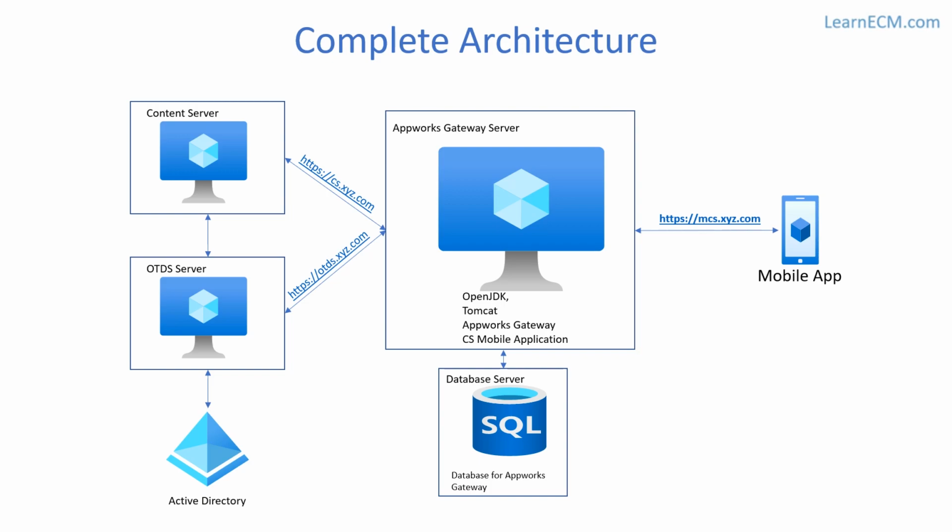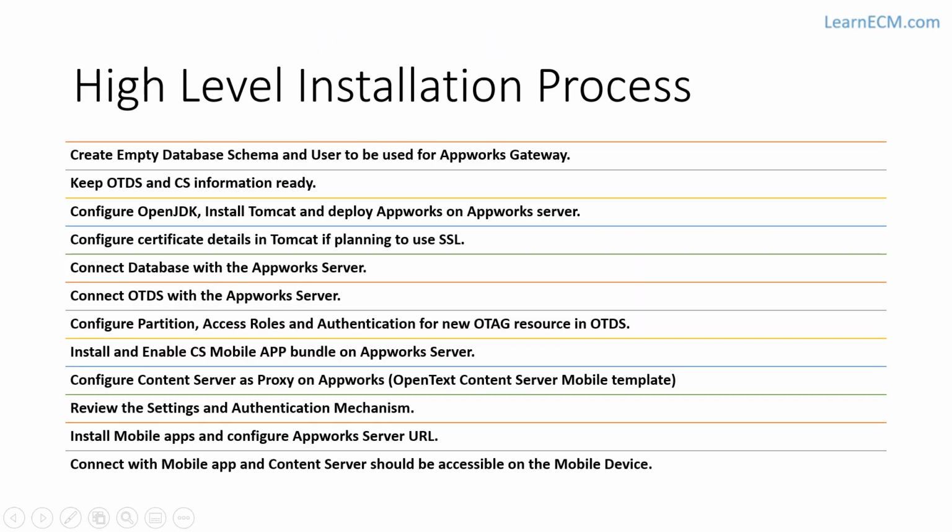Now let's look at the high level installation process. Let's say we want to set up content server mobile. The first thing that we need to do is create an empty database schema and user to be used for AppWorks gateway. That will be our first step.